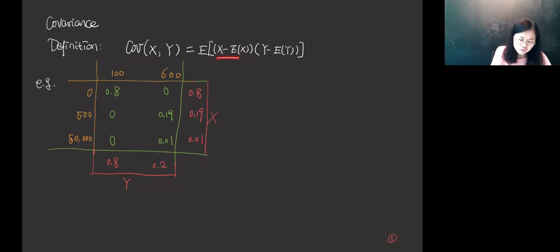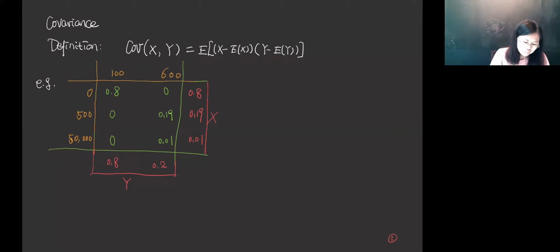We can see that if both X and Y tend to move in the same direction, that is, if both tend to be above their means at the same time and below their means also at the same time, then these two deviations will tend to have the same sign, meaning covariance will tend to be positive. On the contrary, if X and Y tend to deviate from their mean in opposite directions, then this product will tend to be negative and covariance will also be negative. So this is why this formula is a good summary of how X and Y co-move.